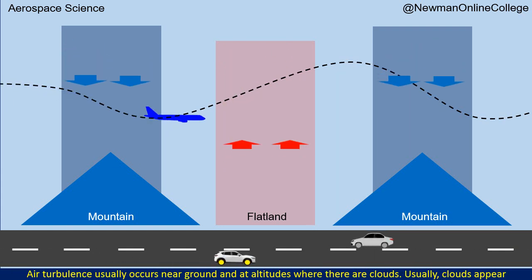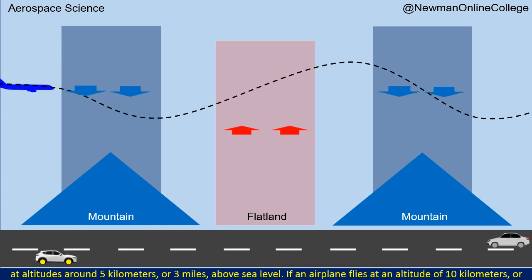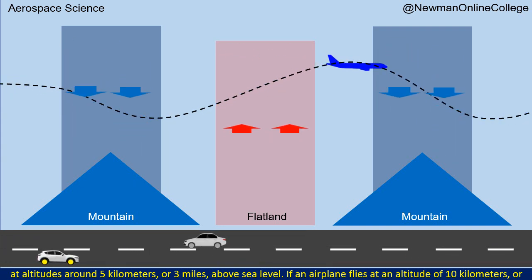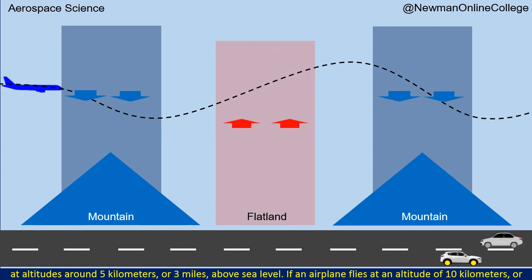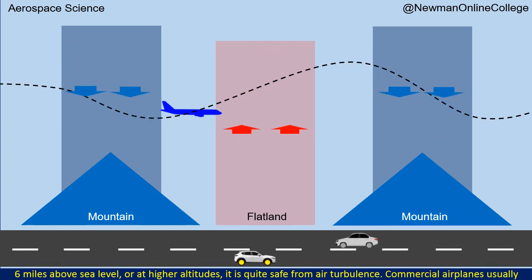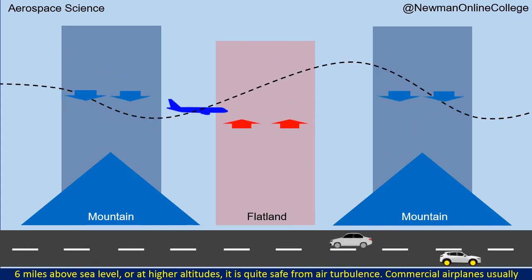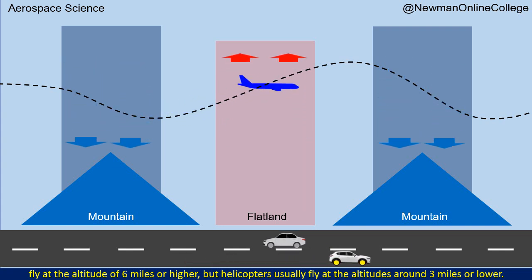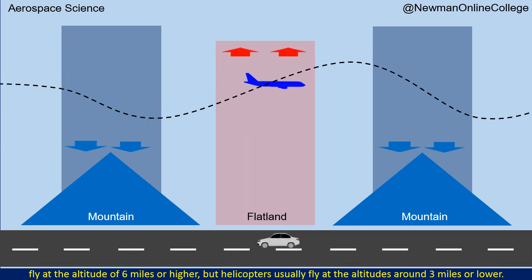Air turbulence usually occurs near ground and at altitudes where there are clouds. Usually, clouds appear at altitudes around 5 kilometers, or 3 miles, above sea level. If an airplane flies at an altitude of 10 kilometers, or 6 miles above sea level, or at higher altitudes, it is quite safe from air turbulence. Commercial airplanes usually fly at the altitude of 6 miles or higher, but helicopters usually fly at altitudes around 3 miles or lower.